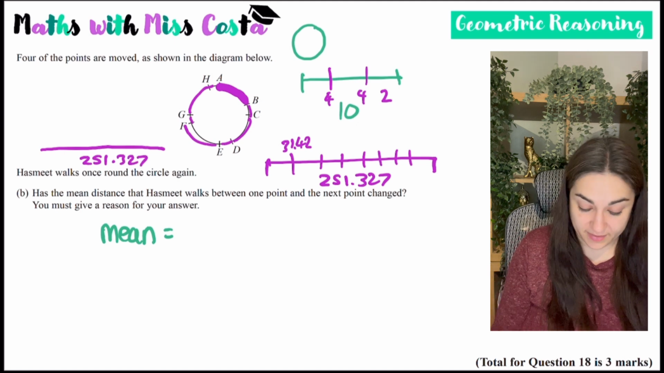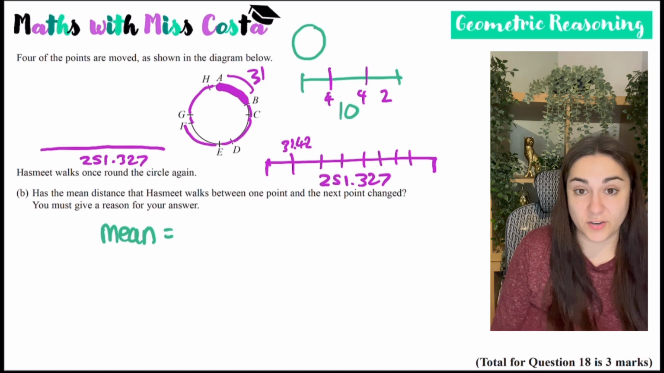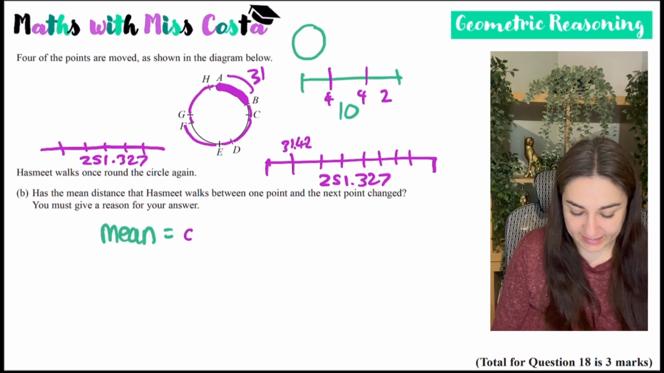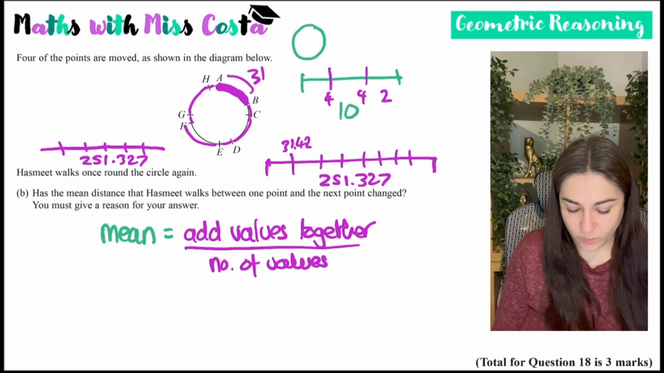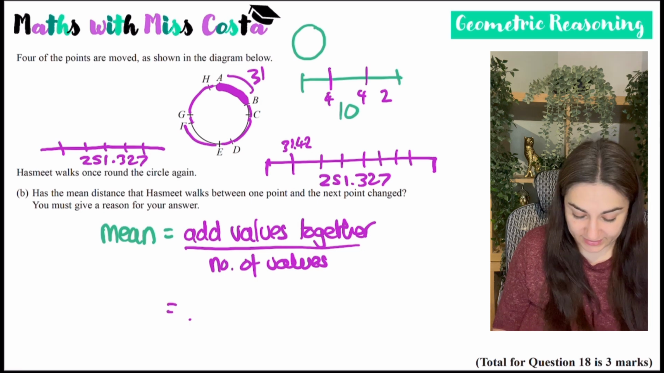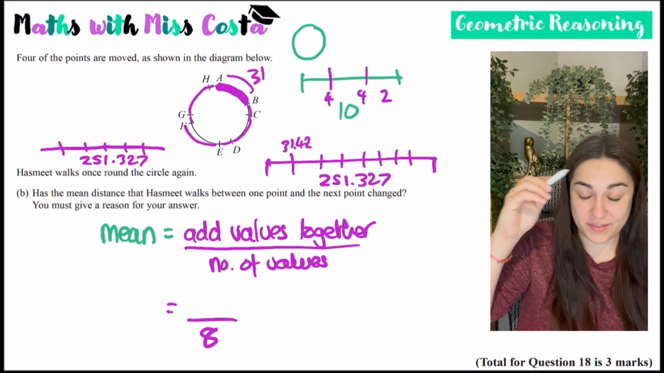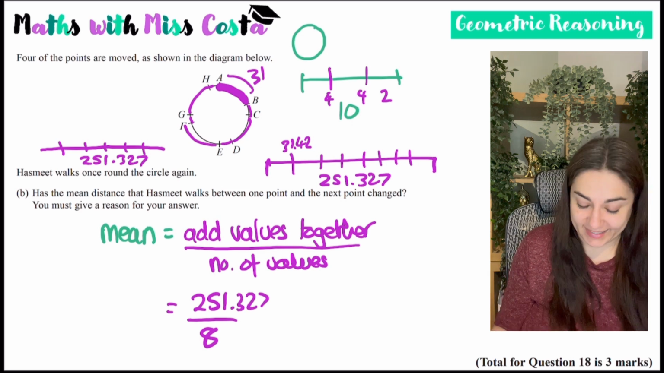So regardless of whether it's a distance of 31 still, or if it's a distance of 50 and then 2, your total is still going to be the same, because the mean is you add your values together divided by the number of values that you have. We still have 8 values, so we're still going to end up dividing by 8. And I know that whatever the distance is, it's still going to end up being 251.327 as the circumference stays the same.